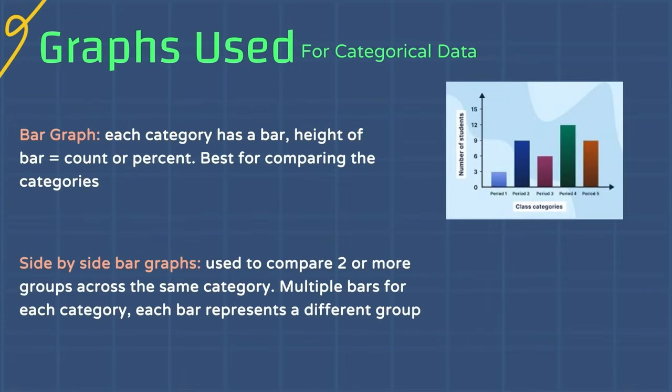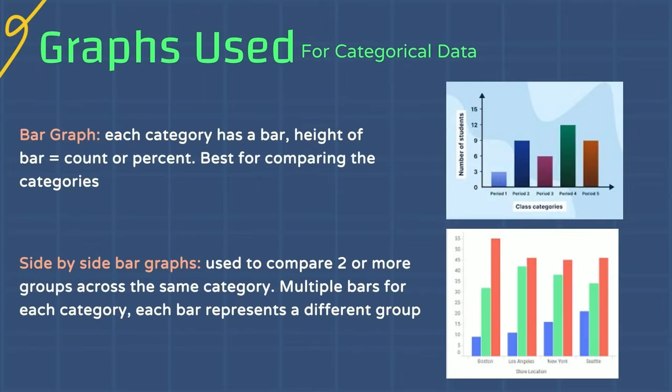Side-by-side bar graphs are used to compare two or more groups across the same category. So here we see Boston, and we want to compare multiple groups across that category of Boston. So a side-by-side graph would be best, and it's good for comparing.